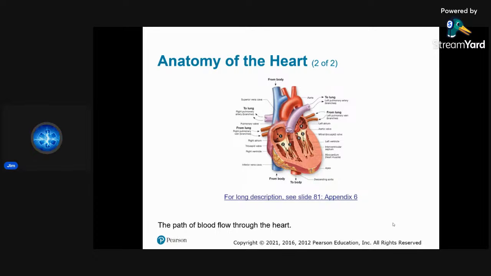Here's a nice picture of your heart, a nice little diagram. And I didn't say, but blood comes back from the body through the vena cavas, right? You've got the superior and inferior vena cavas. It'll go into the right atrium.